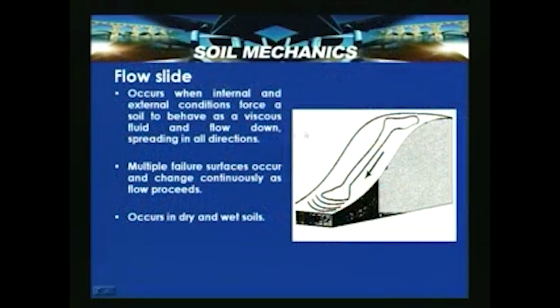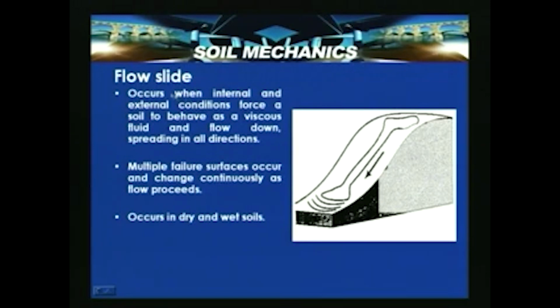Another classical example in this subject, which we are not going to discuss in detail, but we can look into, is called flow slides. This type of slide is also possible in some mud slides. It occurs when internal and external conditions force a soil to behave as a viscous fluid and flow down, spreading in all directions.